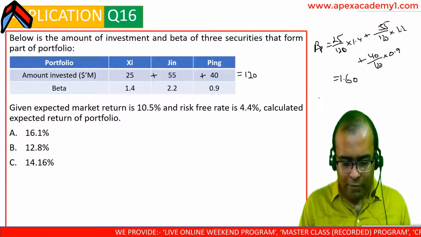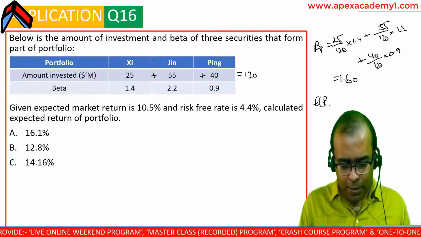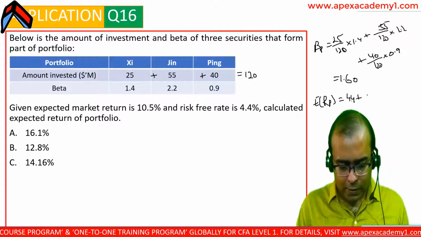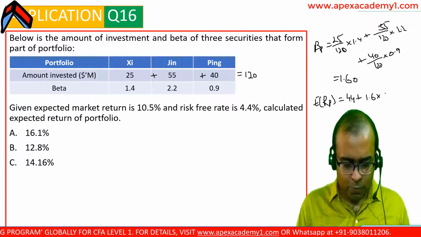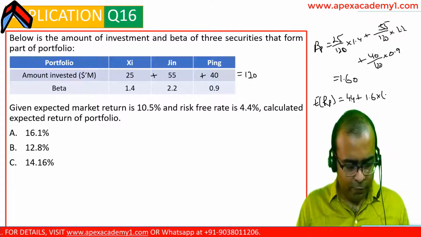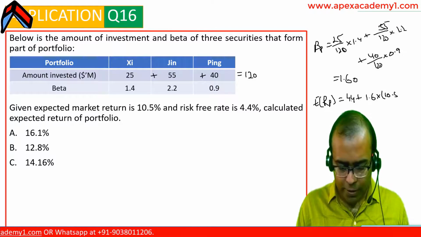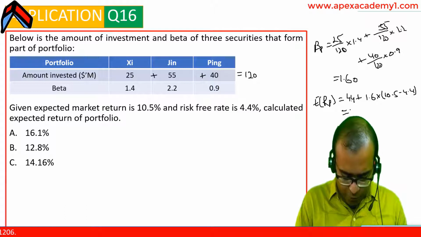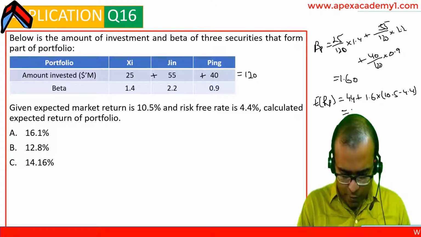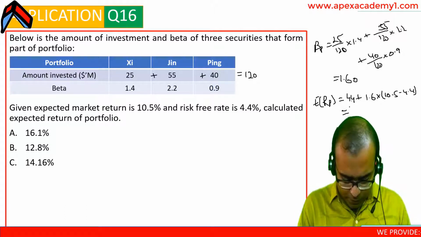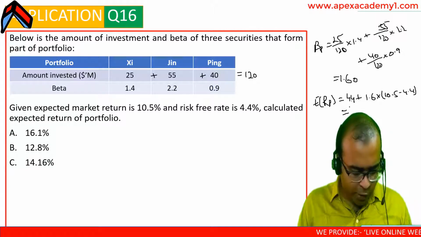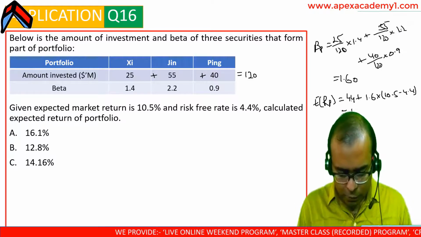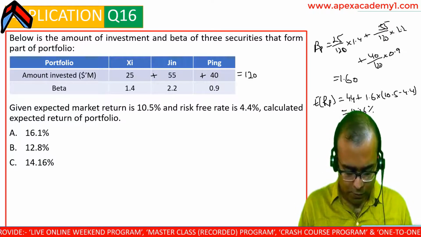So now you have the beta, you can calculate ERP is equal to 4.4 plus 1.6 into 10.5 minus 4.4, expected market return. Yes, 10.5 minus 4.4 into 1.6 plus 4.4. 14.16. So roughly C is the correct answer. 14.16%.